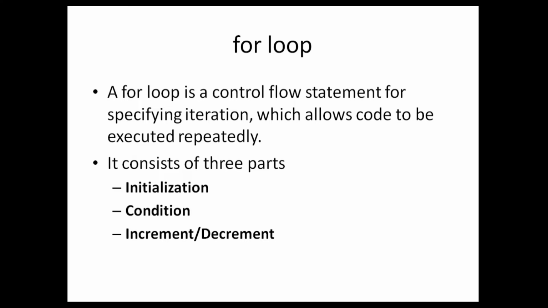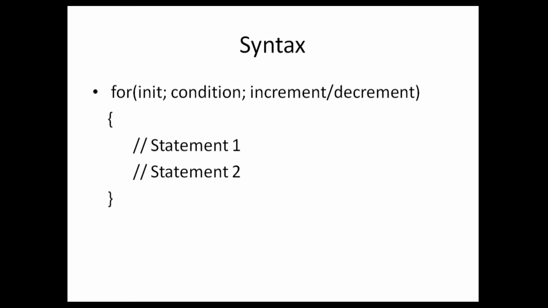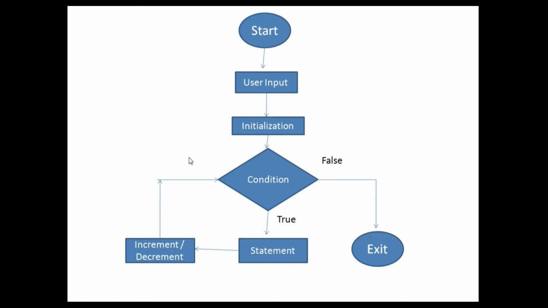This is the basic syntax for our for loop, where all the three parts are in the same line: initialization, condition and increment decrement part. We'll start with initialization and go till the condition, and the increment decrement allows us to go till there, and we'll execute our statement. This is the basic flow of our for loop.